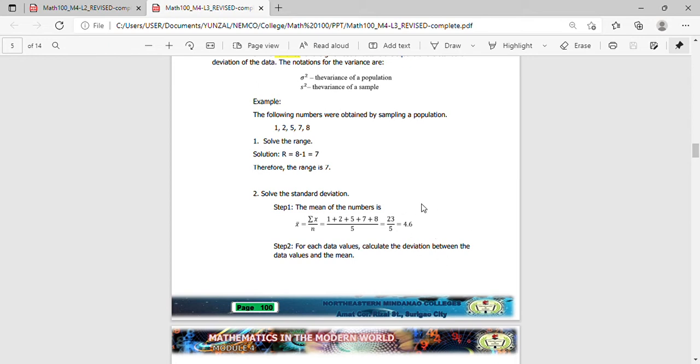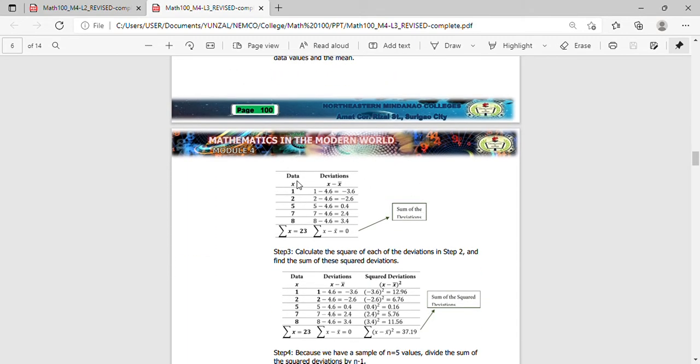Ang kada data ato minusan sa mean. So, nata diri, ang ato mga data, no? 1, 2, 5, and 7, and 8. So, 23 is the summation of x, no? Pasabot, gi-add nato siya tanan. That's equal to 23. But that's not what step 2 is all about. Ang step 2 is kada data minusan nimo siya ng mean.